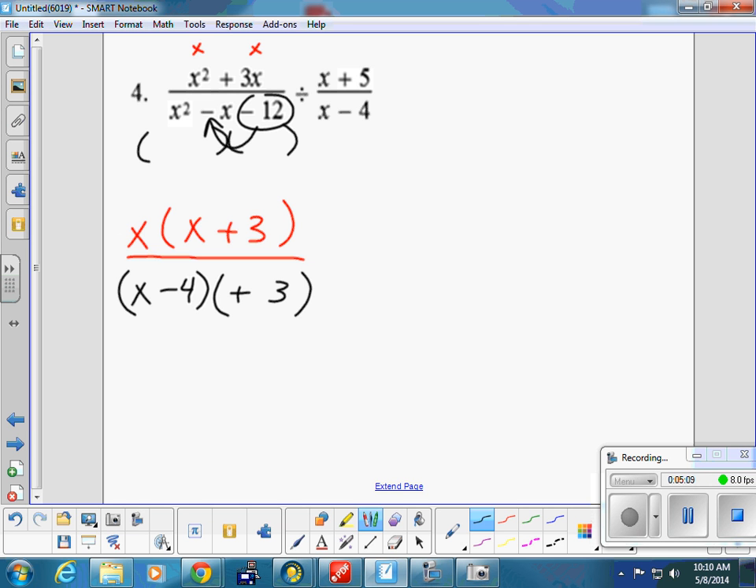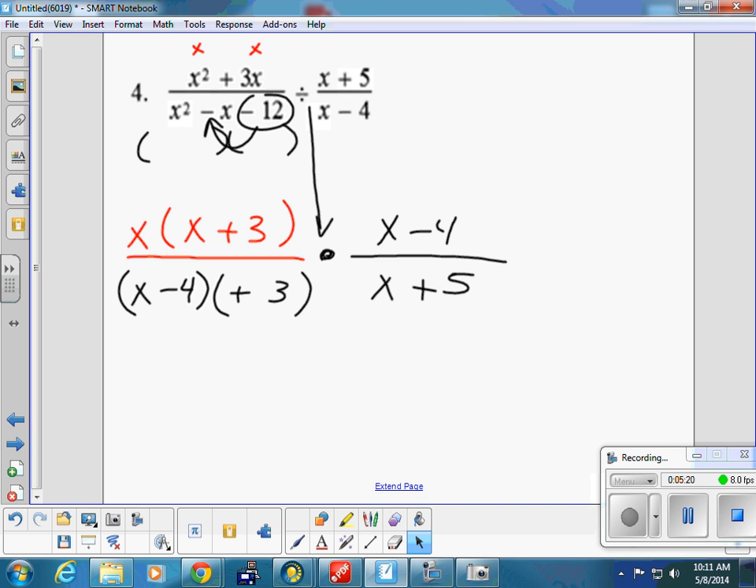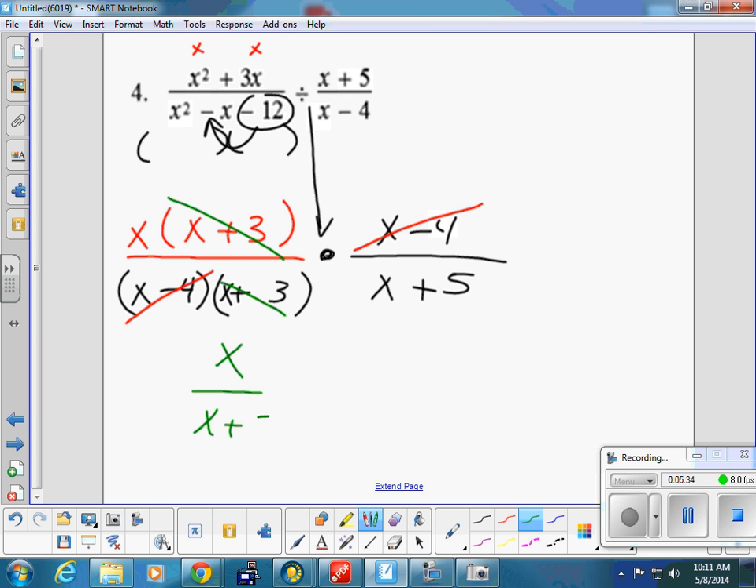Now over here, we need to change this to multiplication and flip the second fraction. So it's going to be x minus 4 over x plus 5. That's convenient because, oops, I missed an x here, sorry. That's convenient because the x minus 4 now cancels with this x minus 4. And this cancels with this, so my final answer is x over x plus 5.